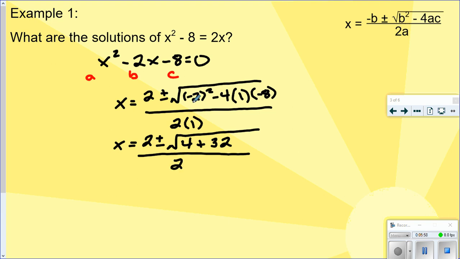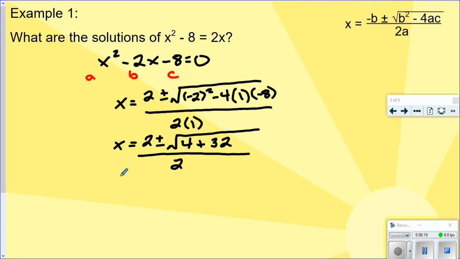Okay, so I did negative 2 times negative 2. That gave me the 4. I did the negative 4 times 1 times negative 8. That gave me the positive 32 here. Okay, so let's go ahead and add the 4 and the 32 together. So that's going to give me 36.